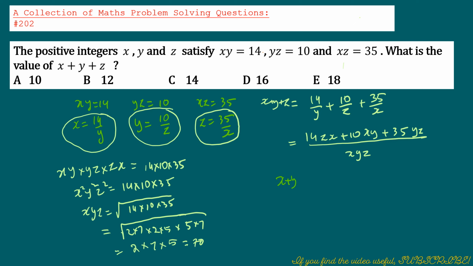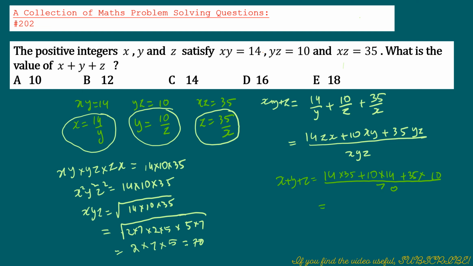x plus y plus z would be 14 times zx. So zx is 35. So 14 times 35 plus 10xy. So xy is 14, 10 times 14, plus 35 times yz, which is 10. And the whole thing divided by 70.